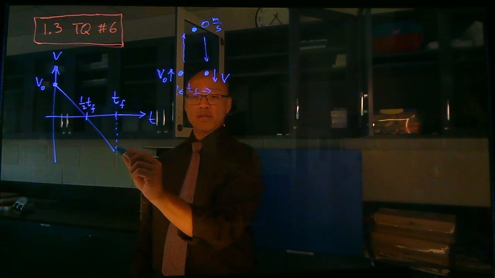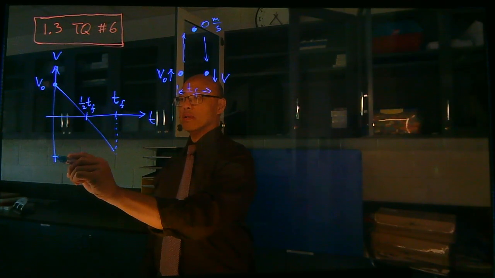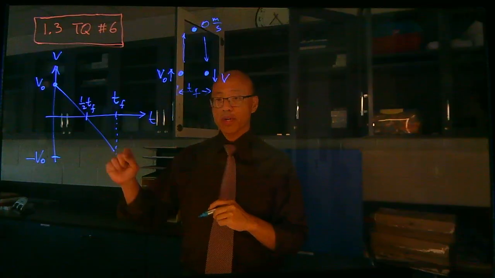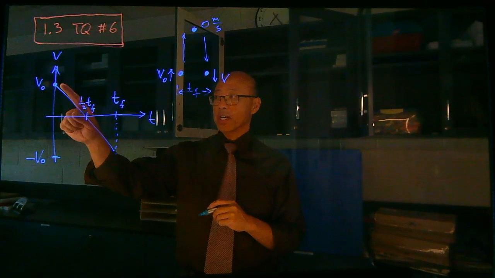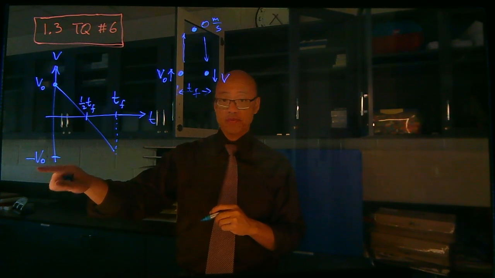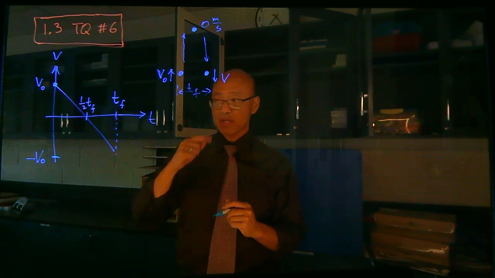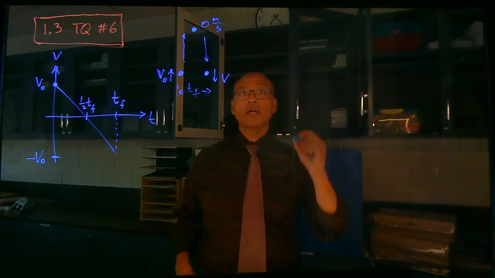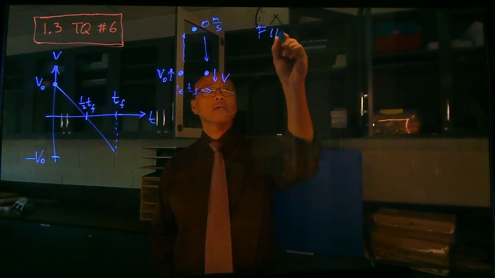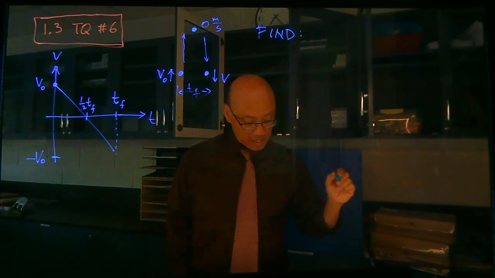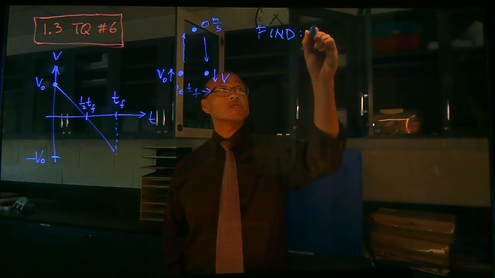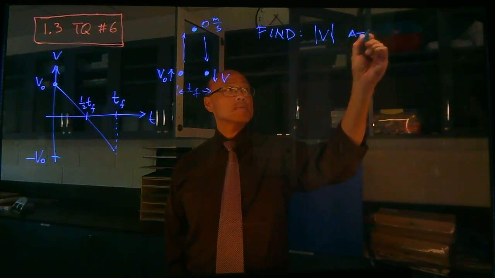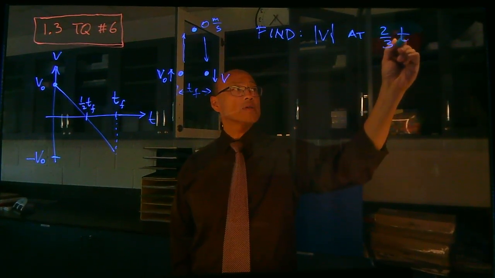Which also means I could look at this graph and go, oh, down here, I must be going minus v naught from the previous video, right? I'm going down just as fast as I am going up. The negative is because it's a velocity vector, so it's downward, negative velocity. Okay, lots of different ways to solve this. They want to know, find, and I hope they said speed. Yep, speed, which is really the absolute value of my velocity at 2/3 TF.